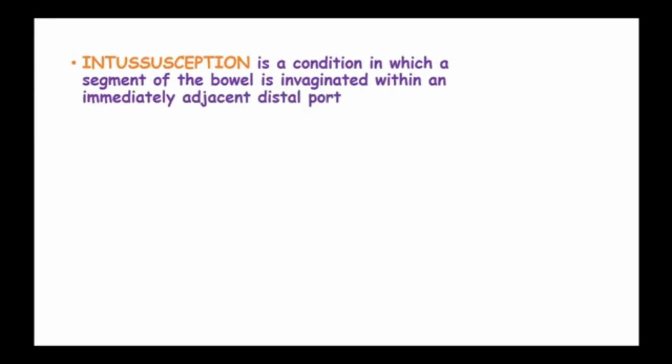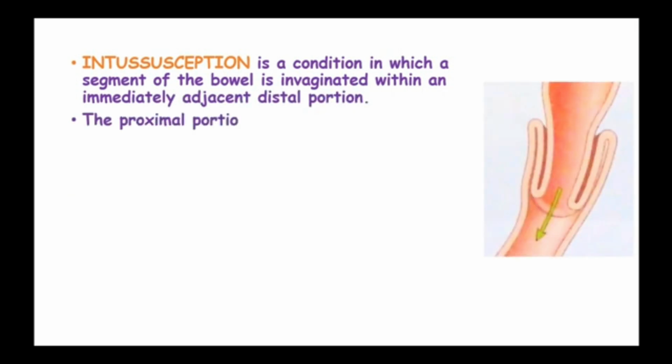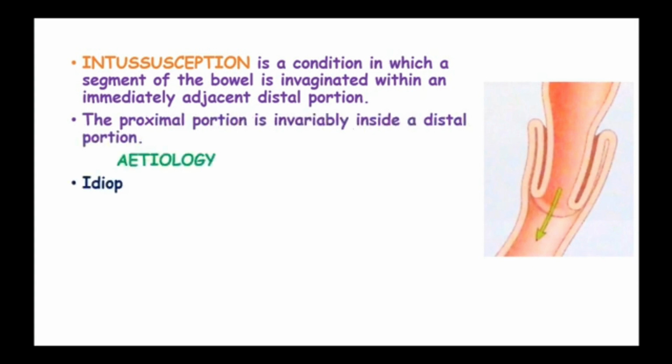Intussusception. Intussusception, by definition, is a condition in which a segment of the bowel is invaginated with an immediately adjacent distal portion. The proximal part is invariably inside the distal portion.